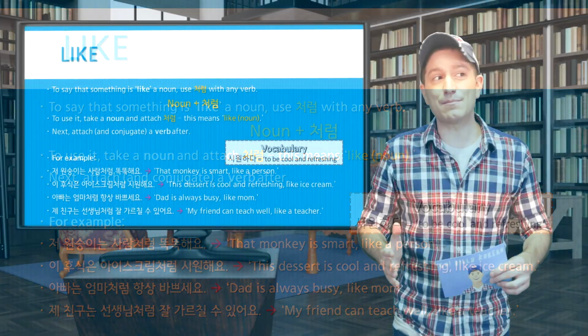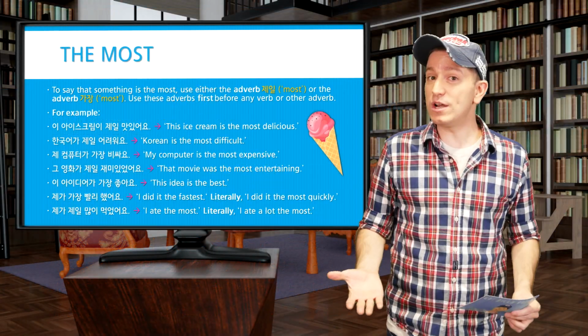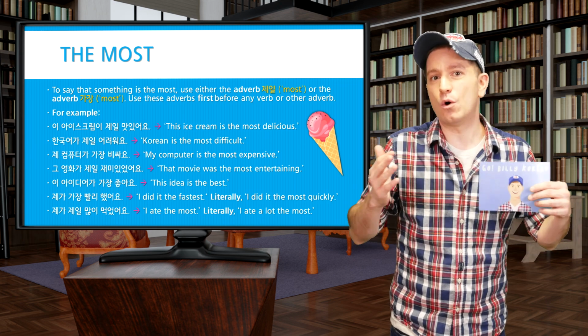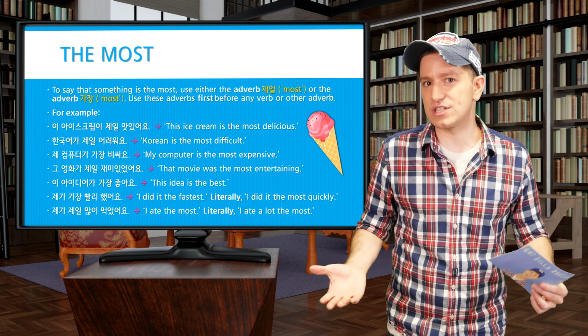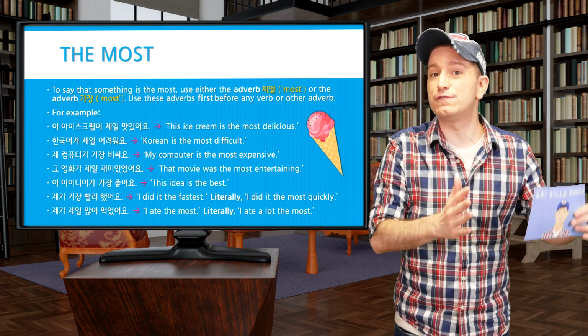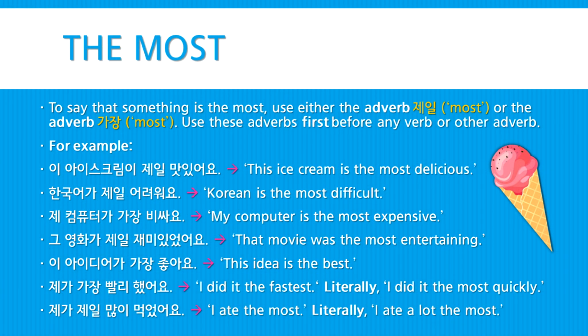And finally, to say that something is the most of something, you're going to want to use either the adverb 가장 or 제일. Both of these mean the most. And you're going to want to use them before a verb or an adverb. So here are some examples of that. 이 아이스크림이 제일 맛있어요. This ice cream is the most delicious. 한국어가 제일 어려워요. Korean is the most difficult. 제 컴퓨터가 가장 비싸요. My computer is the most expensive.